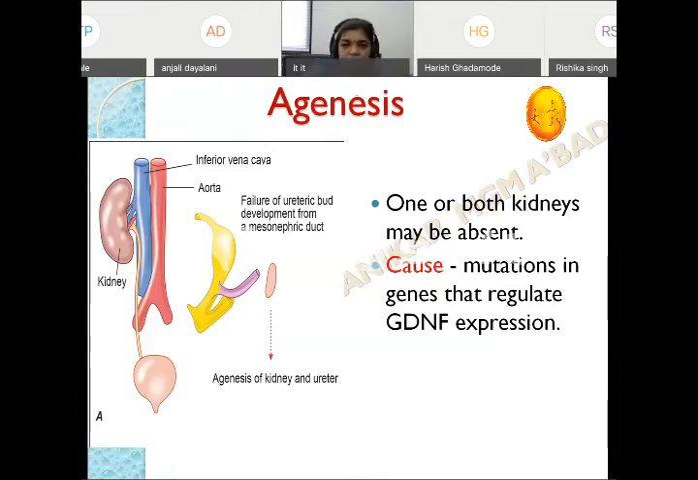Okay. So most of these things you know. Agenesis is absence, or could not able to develop. It can be unilateral or bilateral. Here the kidney is absent on one side. So agenesis is absence of kidney. It can be unilateral or bilateral. The cause is mutation in genes that regulate GDNF expression. So mutation is the cause where the agenesis occurs.